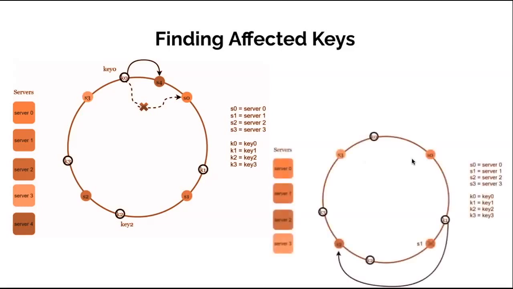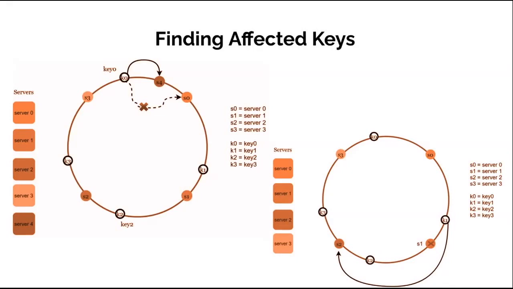Now, if we talk about the removal of a server, if you see the diagram, we are now removing the S1 server from our hashing, and now only three servers will remain after removing S1, that is S0, S2, and S3.